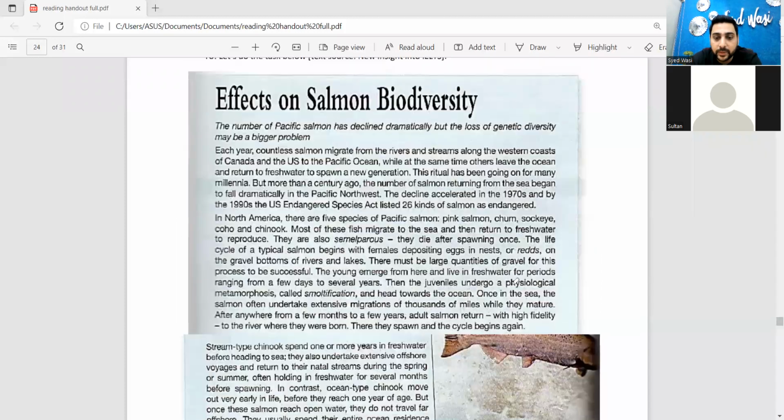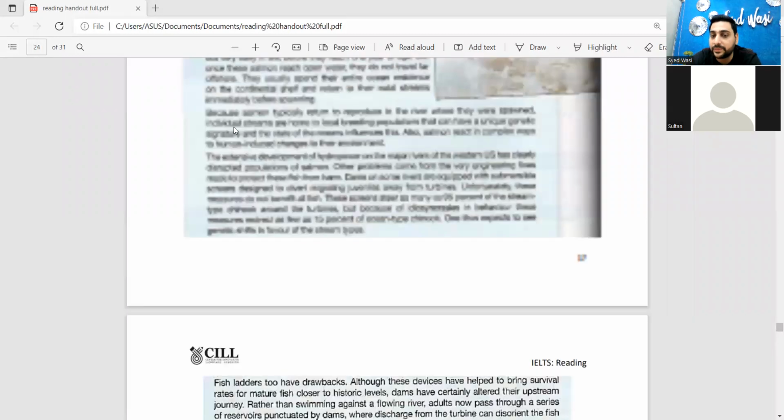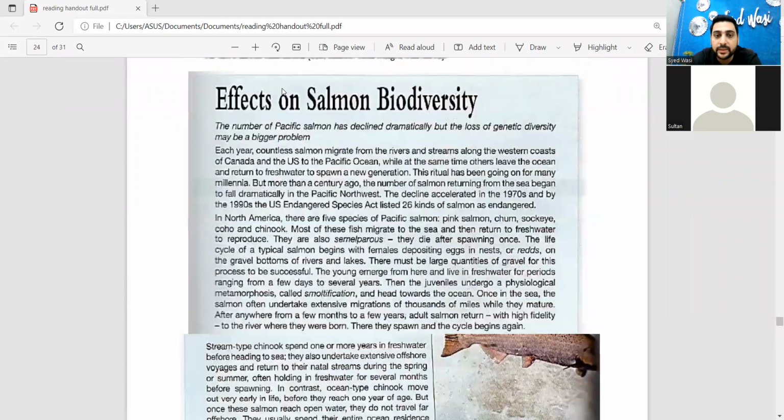So where do you find the next one? Acha, let us first know the answer. Young salmons occupy for up to several years, so that will also be a place or spot. The young salmons emerge from here and live in fresh water. So they occupy fresh water.